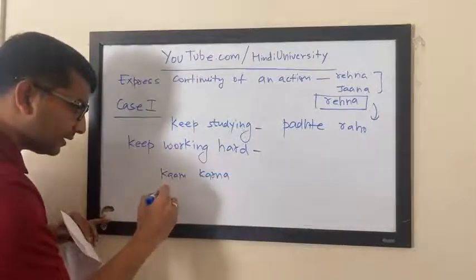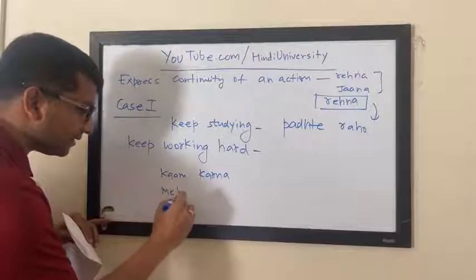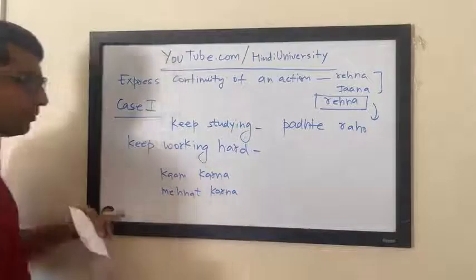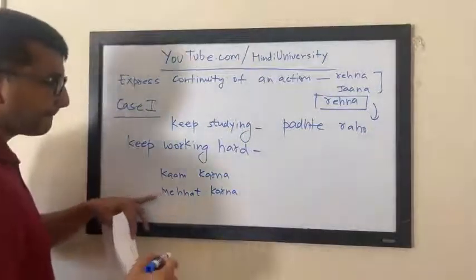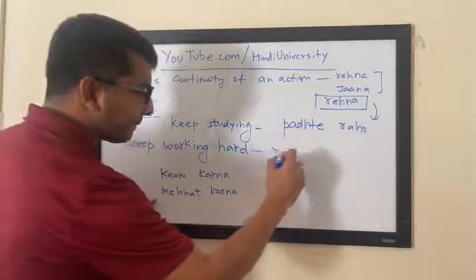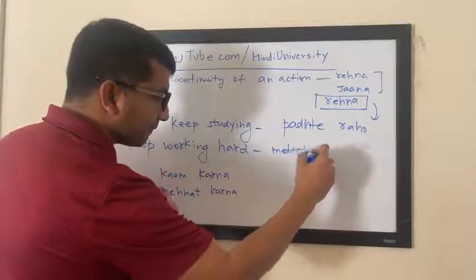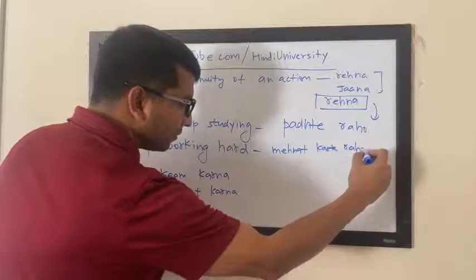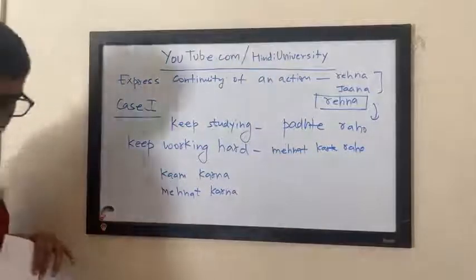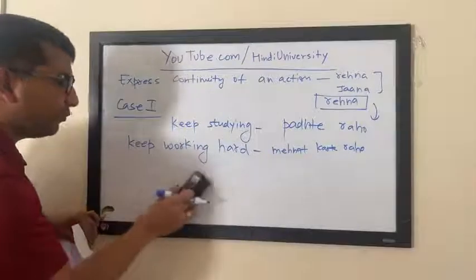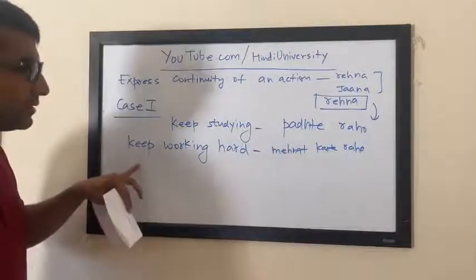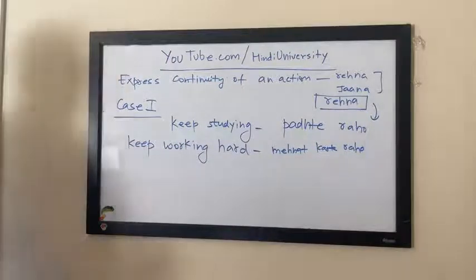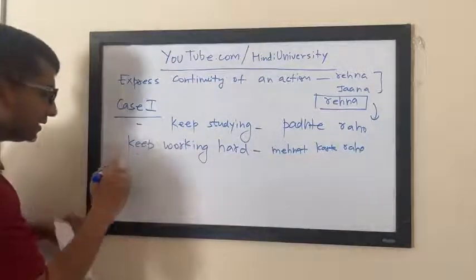So you can say काम करना, or you can also say मेहनत करना. Now try to say it again. मेहनत करना, मेहनत करते रहो. मेहनत करते रहो. Okay. That's how you will motivate anyone when you are encouraging them to keep working hard. मेहनत करते रहो.